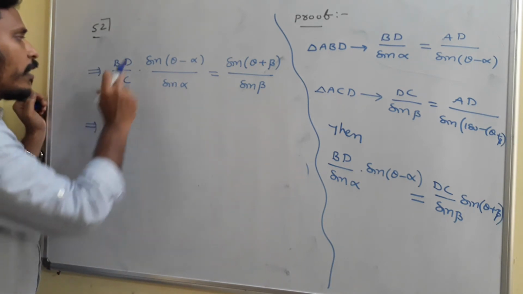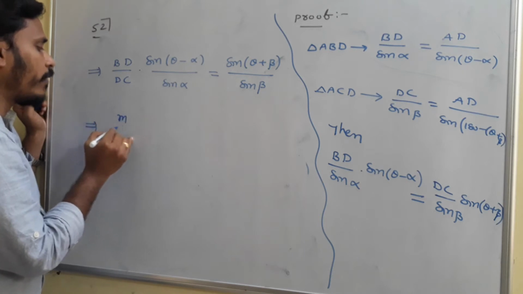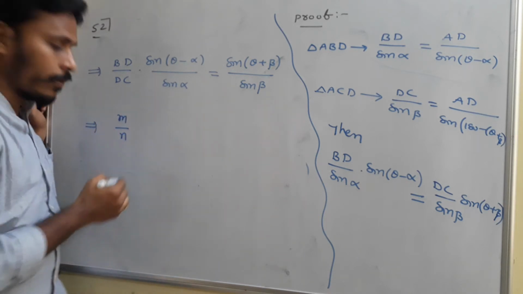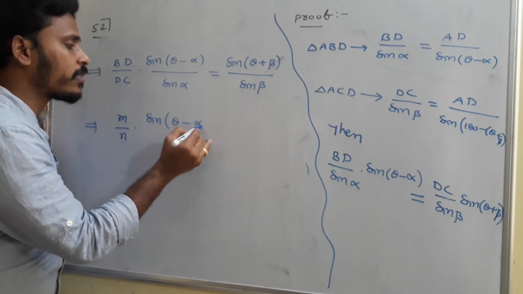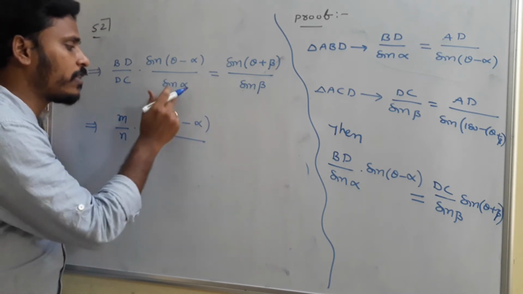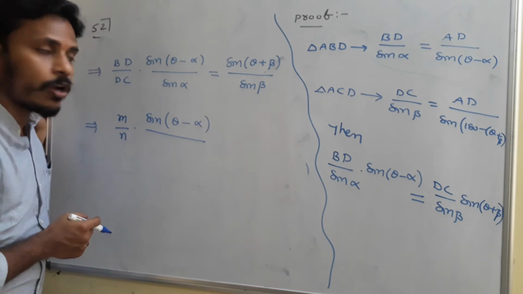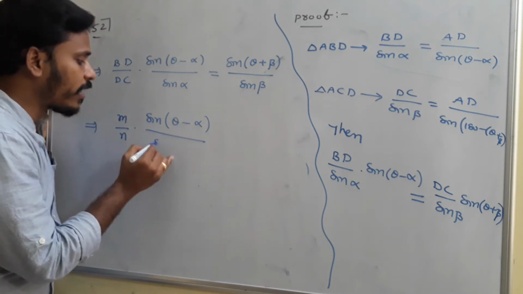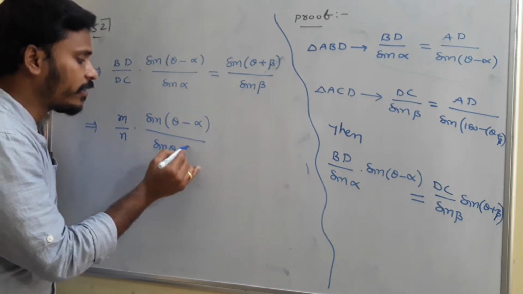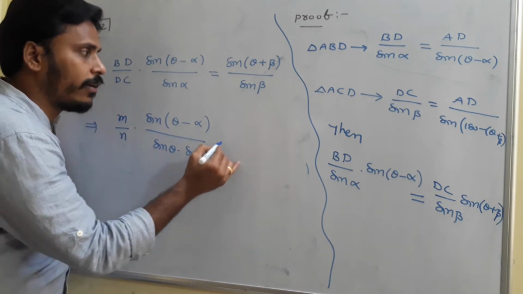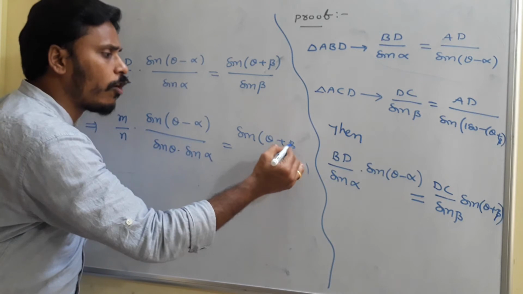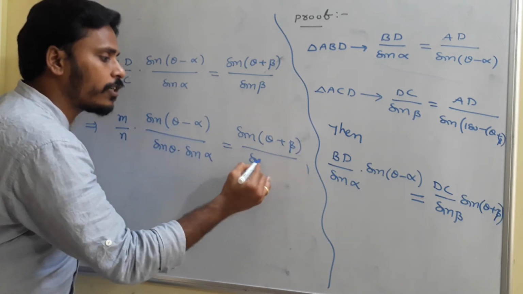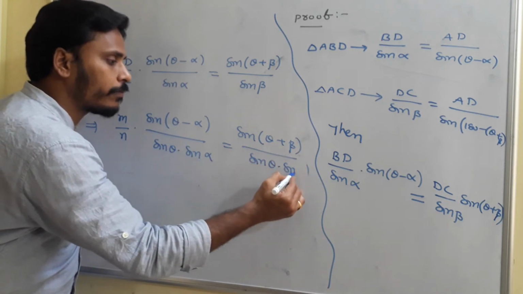And that implies BD by DC, as per the given, we know it as m by n into, this is what, sine of theta minus alpha divided by, this is sine alpha, right? You just write that sine alpha as sine theta into sine alpha on the left side, as well as on the right side also the numerator is sine of theta plus beta, you just multiply with sine theta.